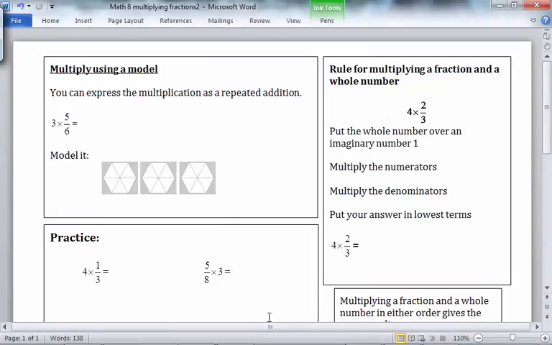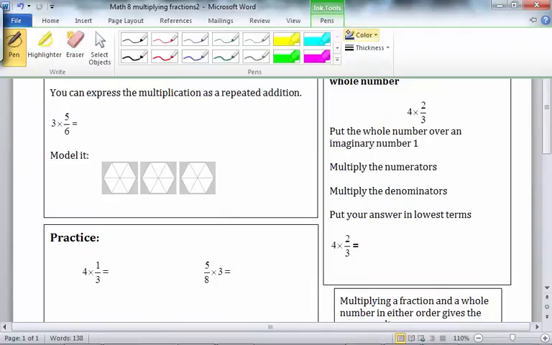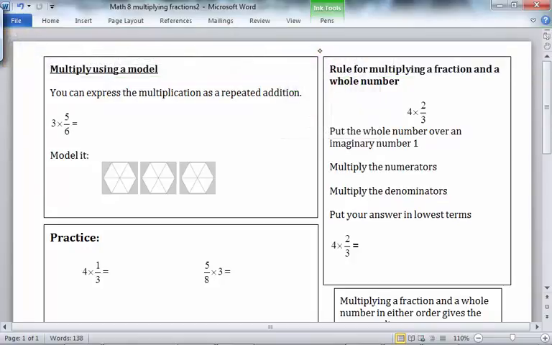We can also show multiplying using another type of model other than the paper coloring-in model from the beginning. We can express multiplication as repeated addition. For example, 2 times 3 is just saying you've got 2, another 2, and another 2, right? So it's 1, 2, 3, 4, 5, 6 all together. You'd add them all up. Same sort of thing here.